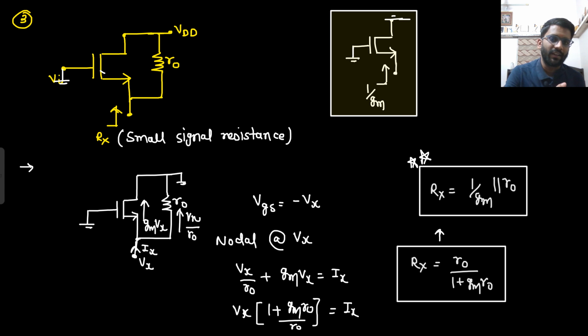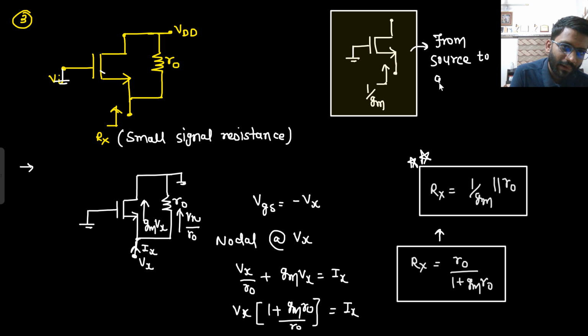So let's not write it here. So what do you see? What will you say, sir? I will say from source to ground I see 1 by Gm. What do you say? From source to ground I see 1 by Gm. That's it. This is what you will say. From source to ground I see 1 by Gm.